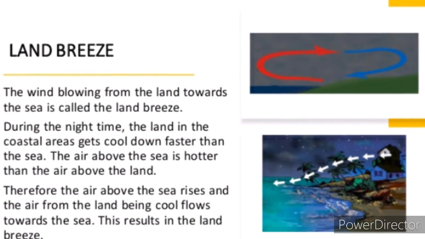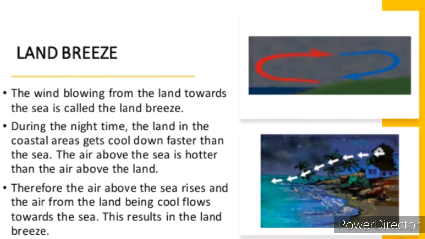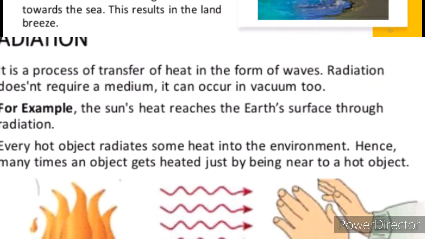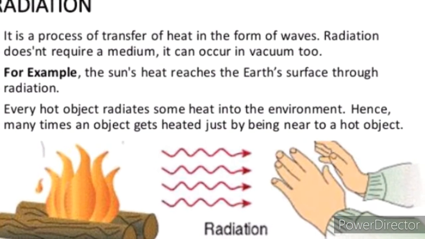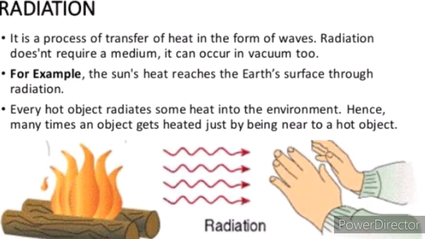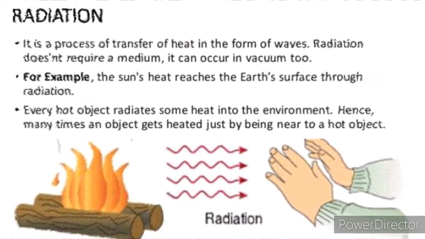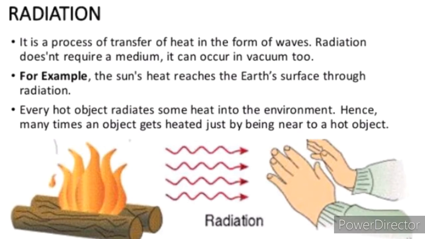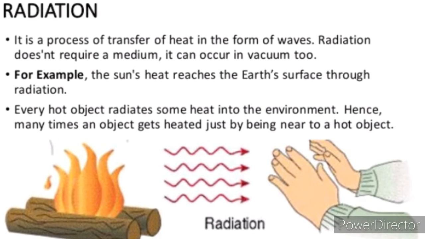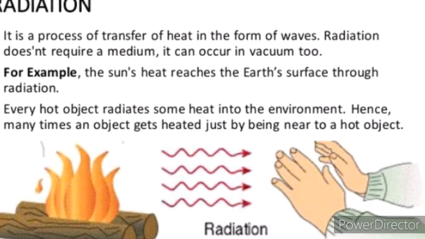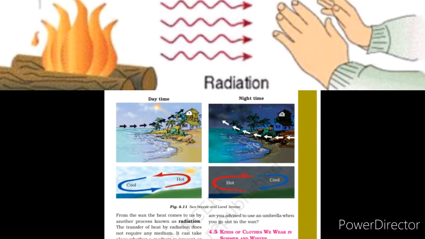When we come out in the sun, we feel warm. How does the heat from the sun reach us? It cannot reach us by conduction or convection, as there is no medium such as air in most part of the space between the earth and the sun. From the sun, the heat comes to us by another process known as radiation. The transfer of heat by radiation does not require any medium. It can take place whether a medium is present or not. When we sit in front of a room heater, we get heat by this process.